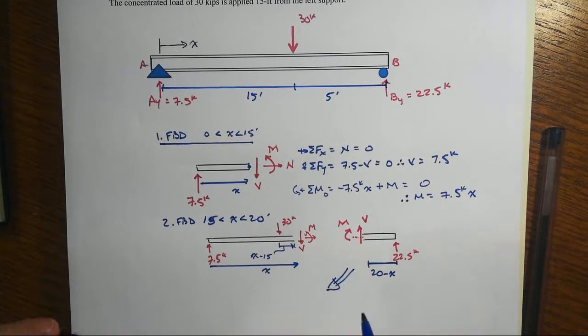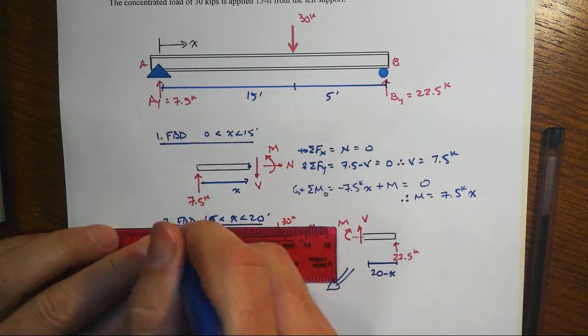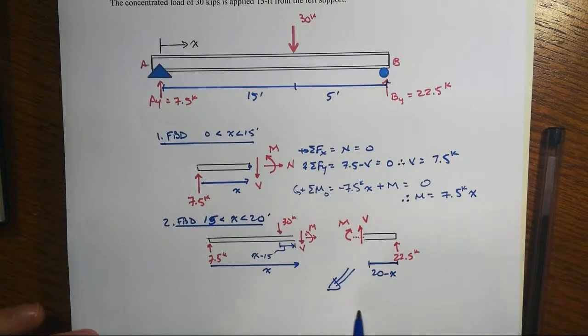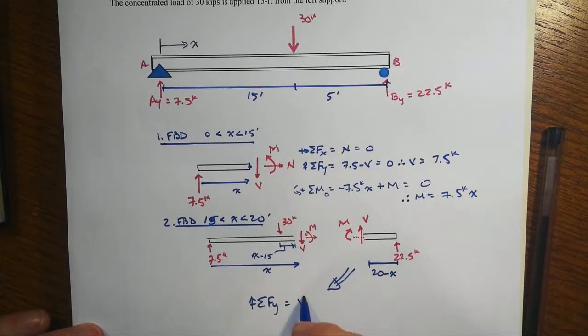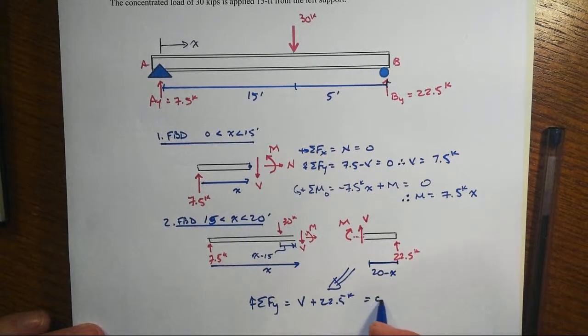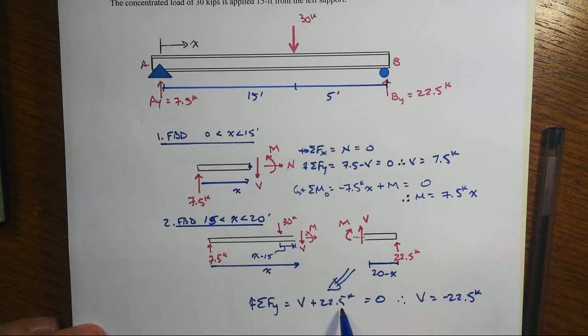That's the one I'm going to write our equilibrium equations on to find the shear and the moment as a function of x, right? So we'll sum forces in the y. I'll take upwards positive. That will be positive V this time, plus 22.5 kips has to be equal to 0. So now the shear is a negative 22.5 kips. And it's not a function of x, it's a constant value no matter where we're at in that little small region.